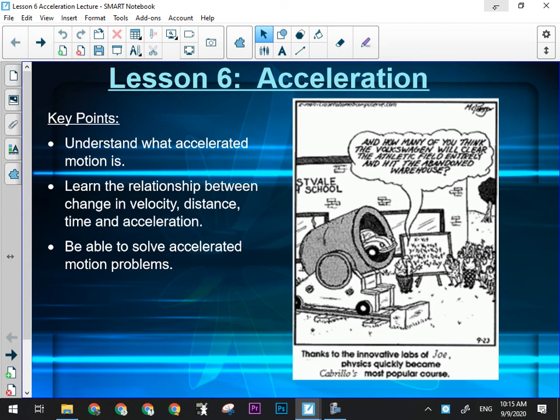Understand what accelerated motion is. That's review. Learn the relationship between change in velocity, distance, time, and acceleration. Some of that's review, some of it's new. And be able to solve accelerated motion problems. You did some of that last year. You're going to do more of it this year.